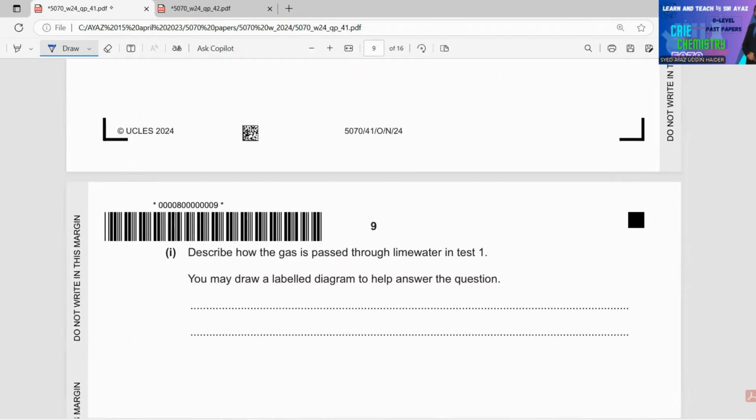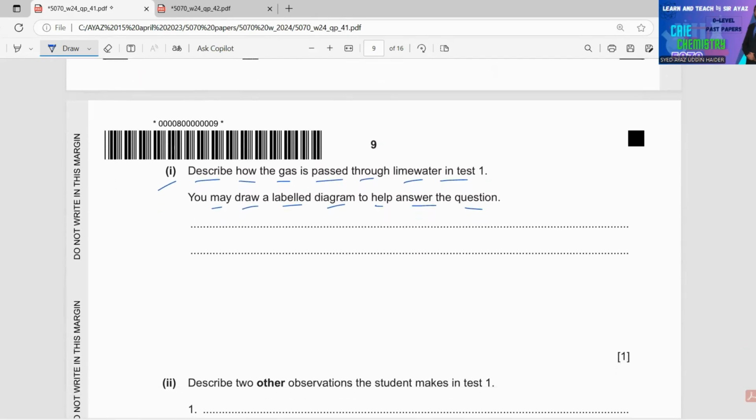Number 1, describe how the gas is passed through lime water in test 1. You may draw a labeled diagram to help answer the question. Now, what we need to do is bubble the gas through lime water using a delivery tube. So you write gas bubbled through lime water using delivery tube.